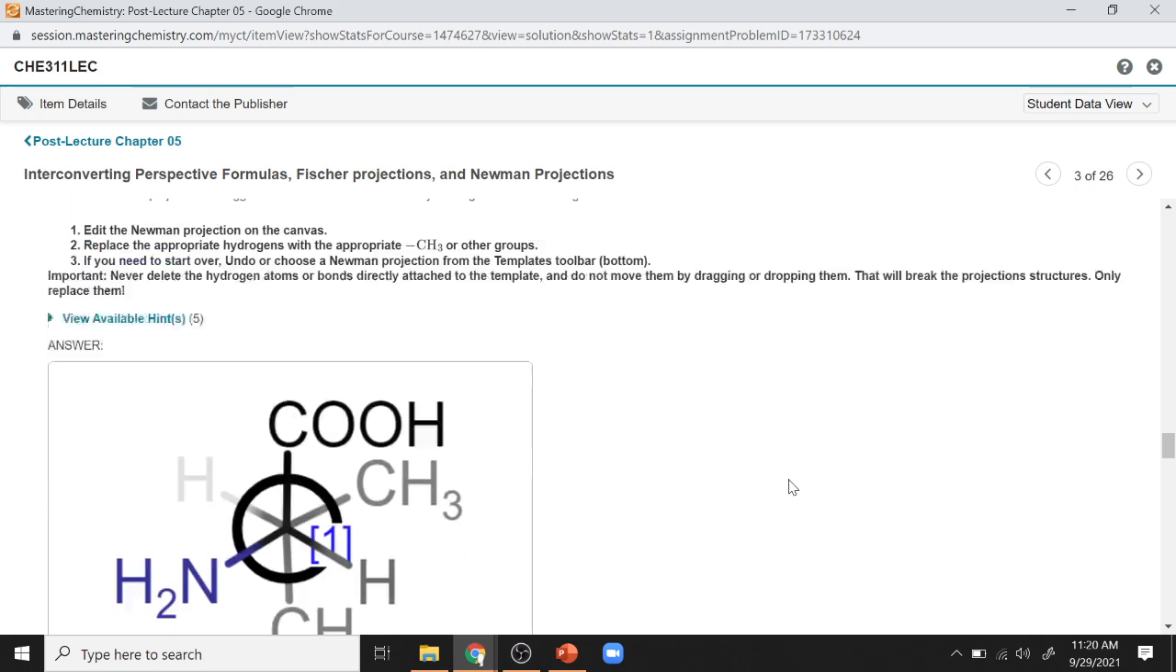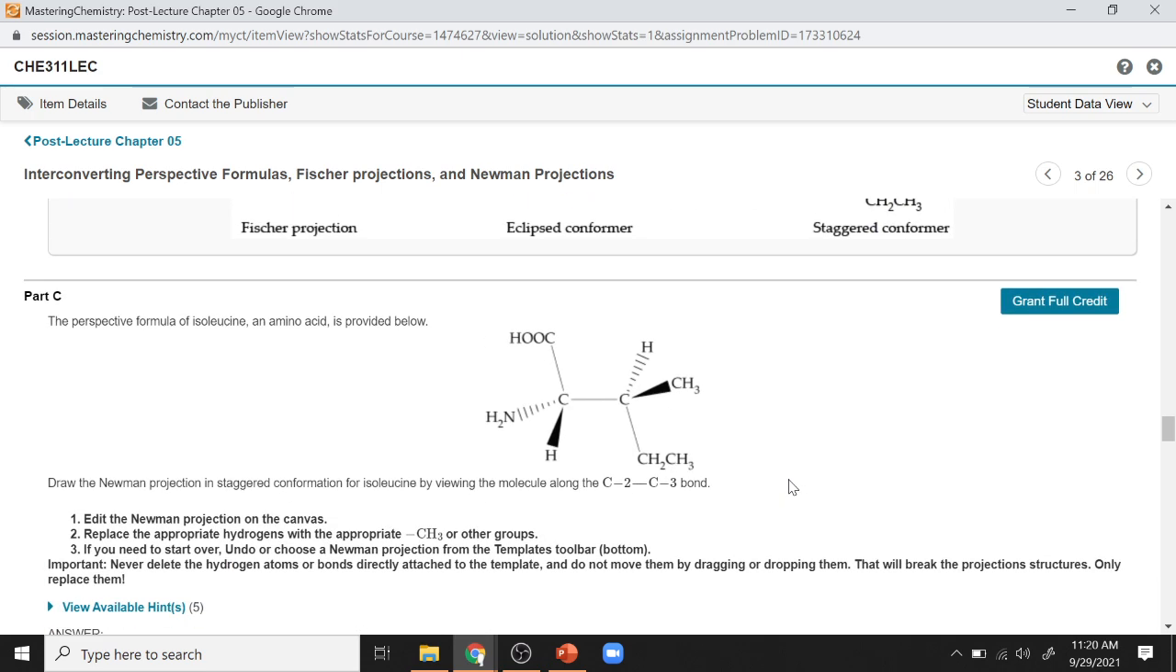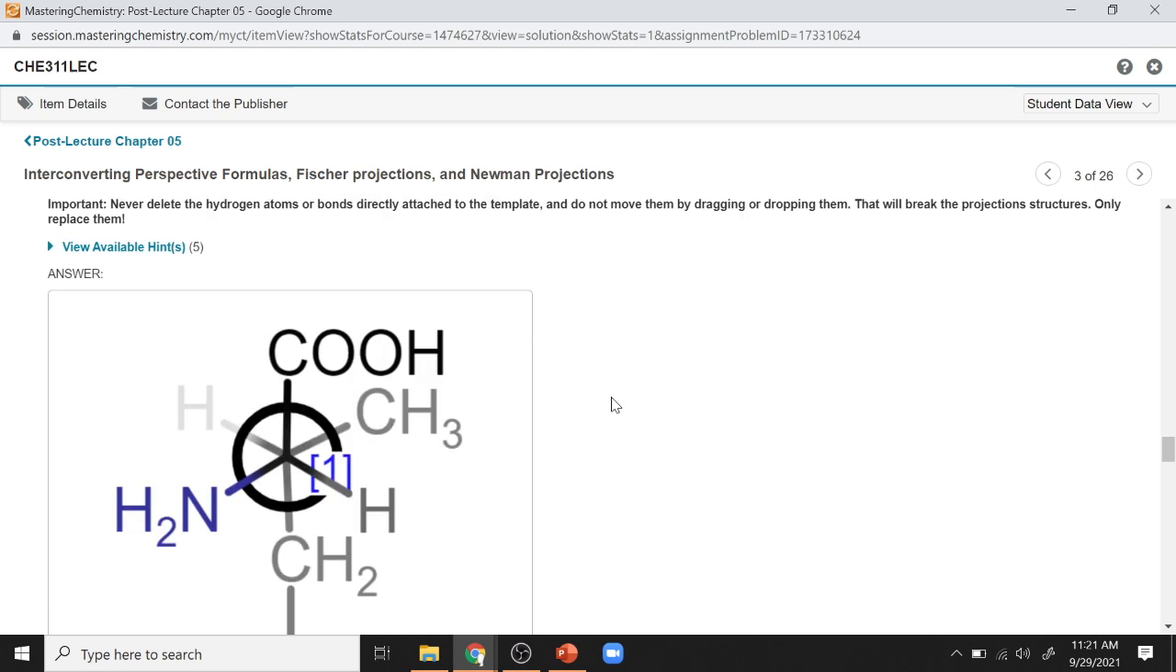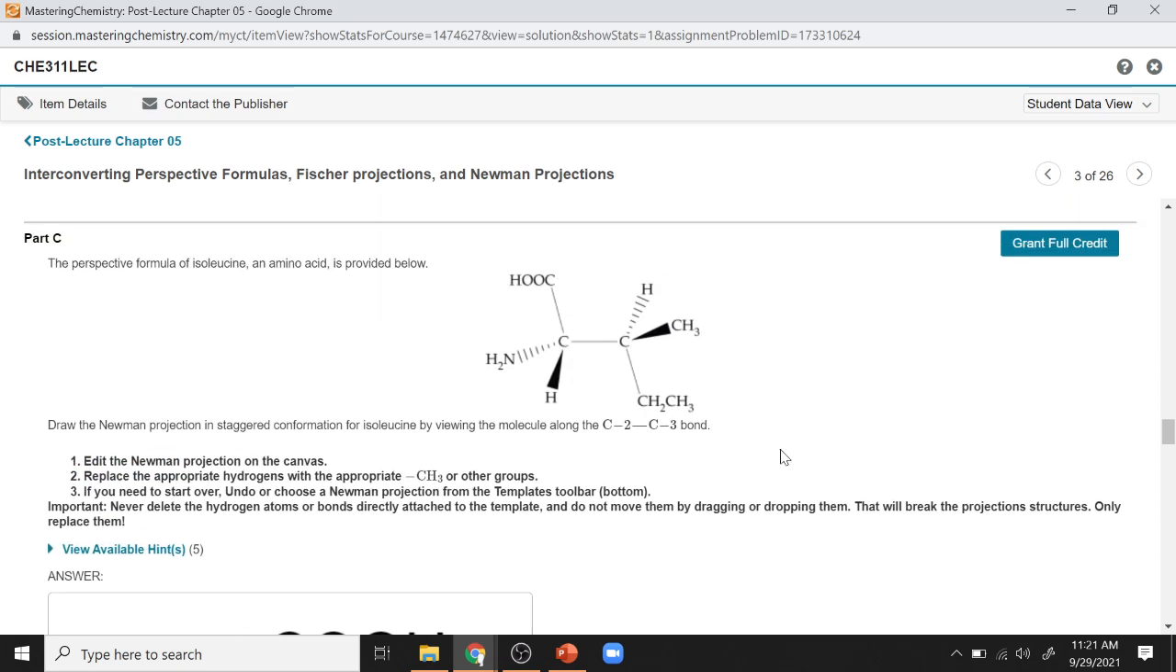Do you guys want to try one more? Okay. So this right here will be a perspective drawing that we're going to turn into a Newman. And again, keep in mind, we're going to be looking down a bond, right? The C2 to C3 bond. Typically you'd go with your most oxidized one. That would be your 1, then the next one would be 2, the next one would be 3, and so on. Okay?